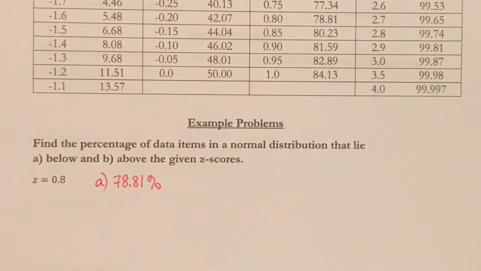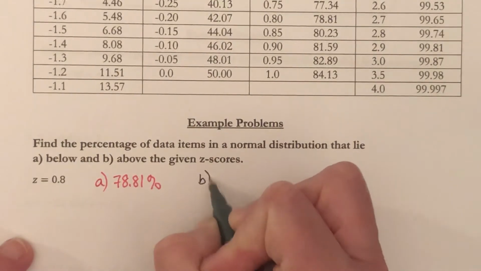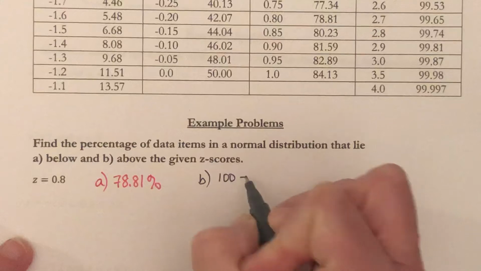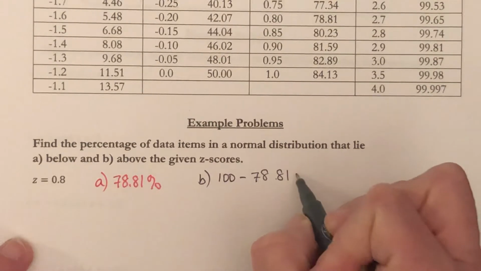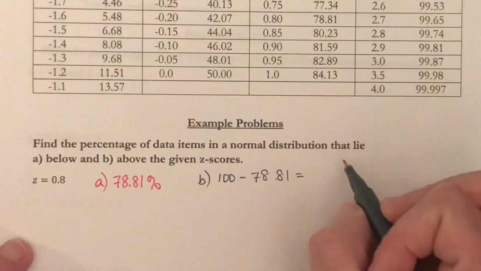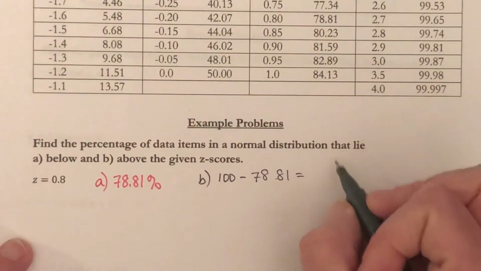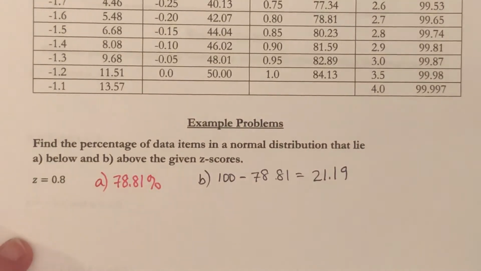Okay. Now to find how many are above that, for part B, you do 100 minus this. Okay. And you get 21.19%.